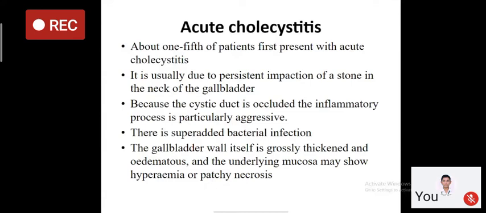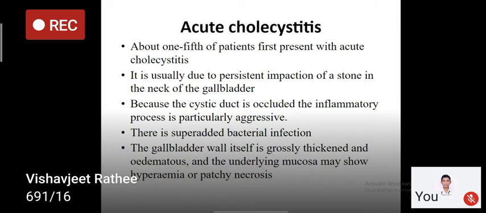About one-fifth of the patients with gallstone will present with acute cholecystitis, and it is usually due to persistent impaction of a stone in the neck of the gallbladder. In biliary colic, the impaction is transient, whereas in acute cholecystitis, this impaction is for a longer time. Because the cystic duct is occluded, the inflammatory process is particularly aggressive.